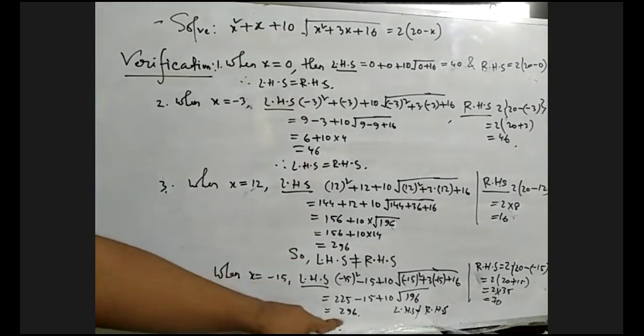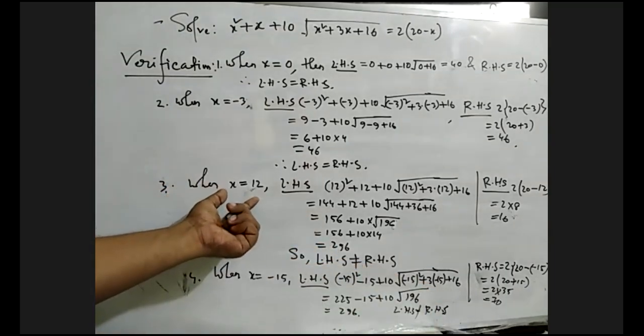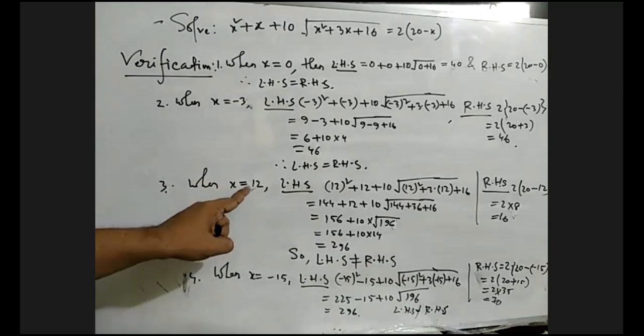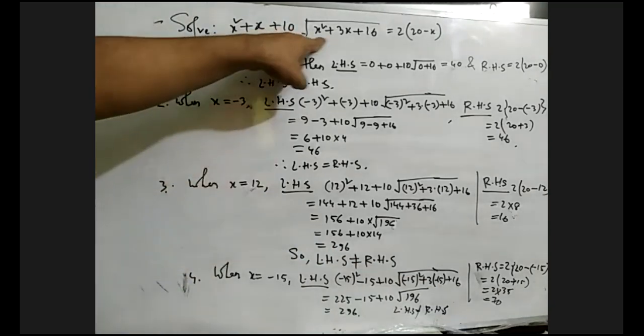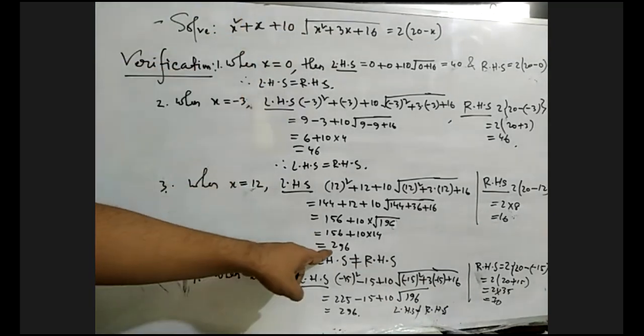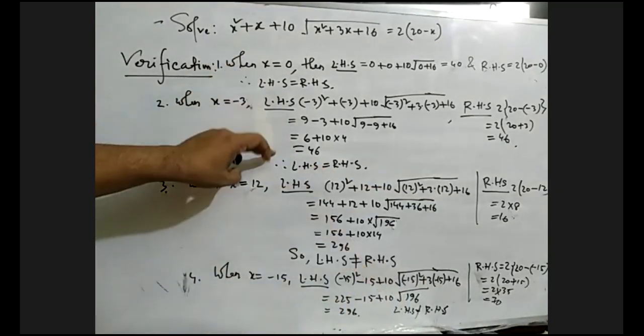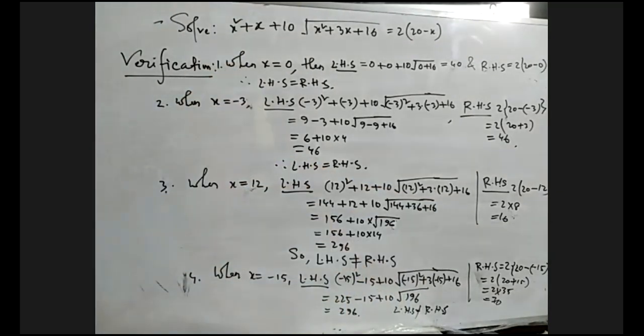Okay, since left hand side and right hand side are not equal. Similarly, x equals 12 is not the solution of this given equation, because it is not satisfied by this. Left hand side and right hand side are not equal. But these two are the solutions. So at last, what we can say?